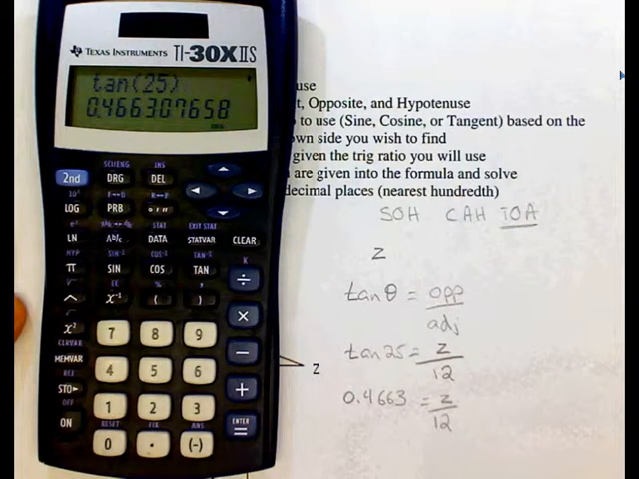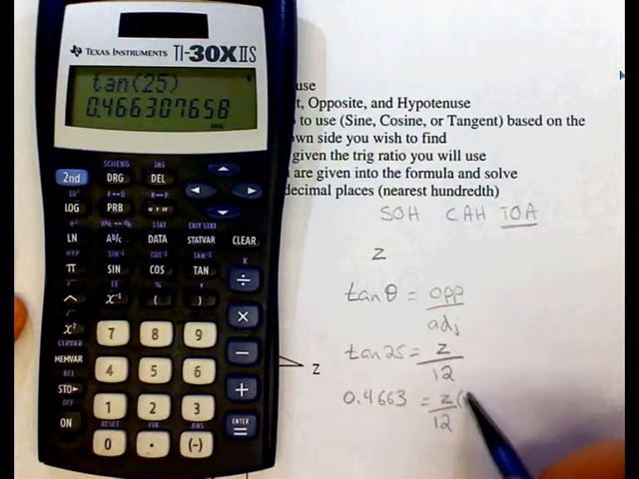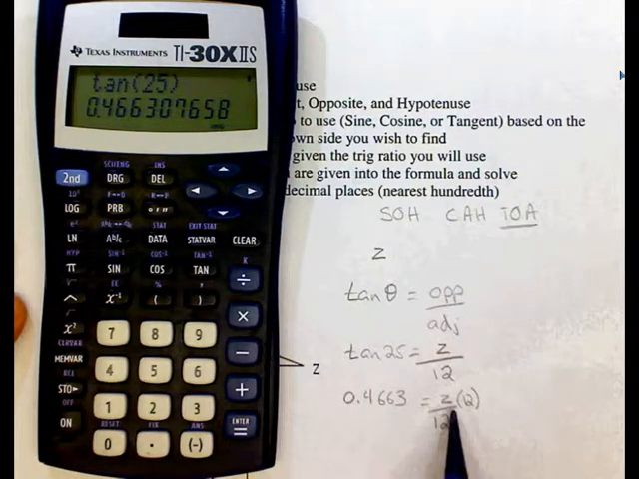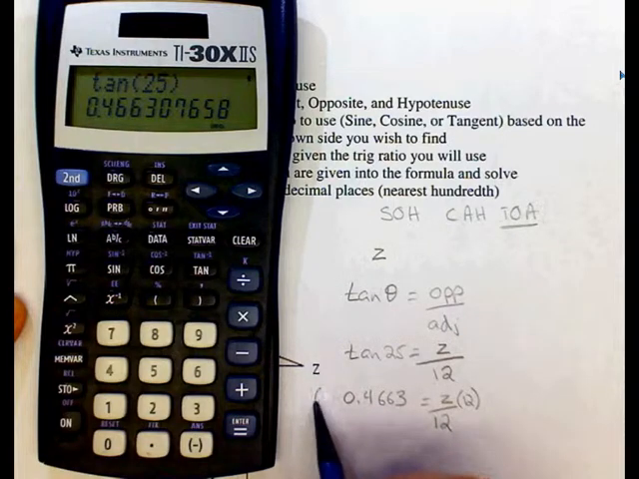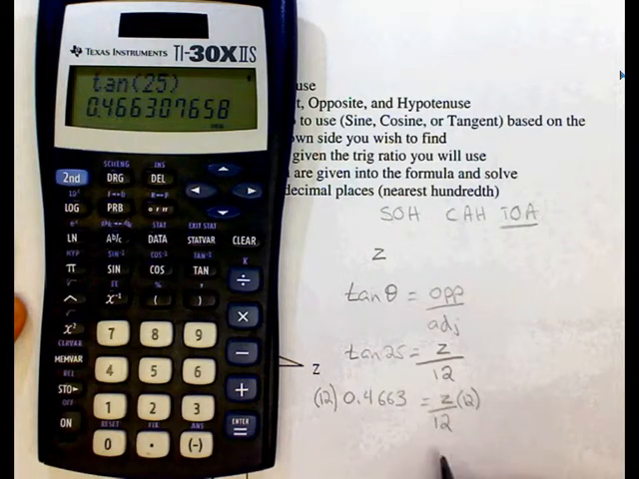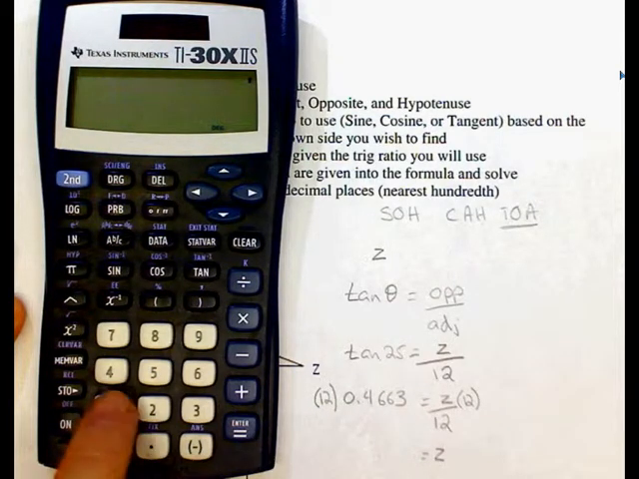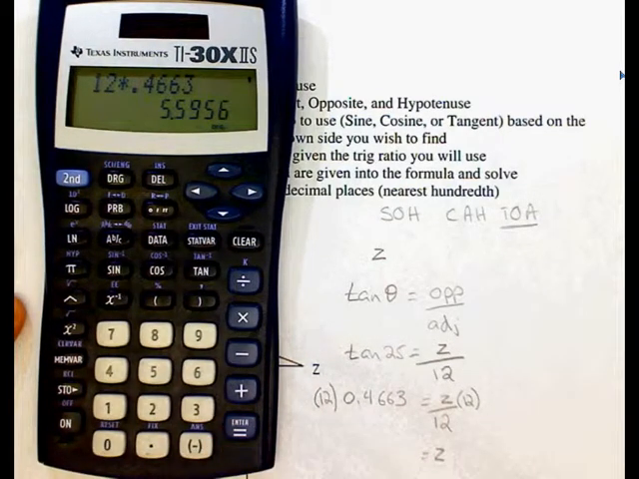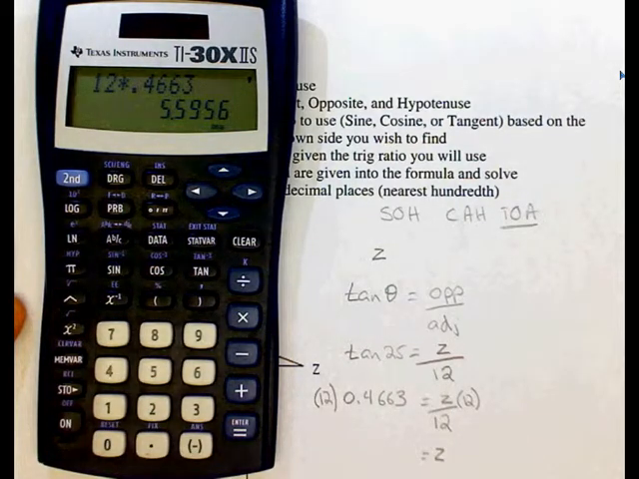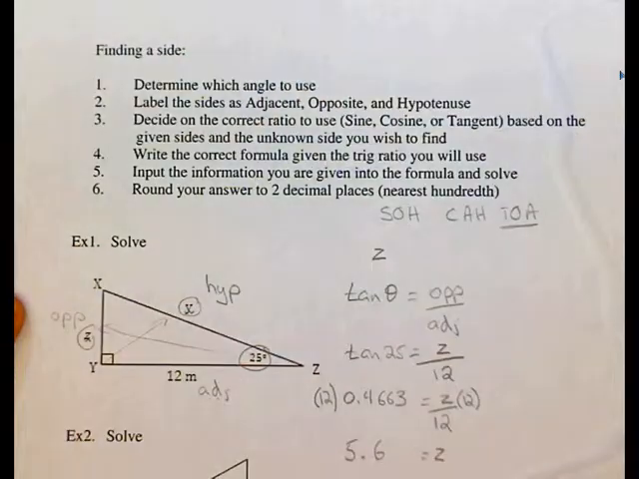Now we want to solve for the z. Right now it's being divided by 12, so I'm going to multiply by 12 to get rid of it. Whatever I do to the right, I have to do to the left, times this by 12. So my answer, I'm going to take 12 and times it by 0.4663. 12 times 0.4663 equals 5.5956. So we're going to get an answer of 5.6 with rounding. So that was the answer for z.